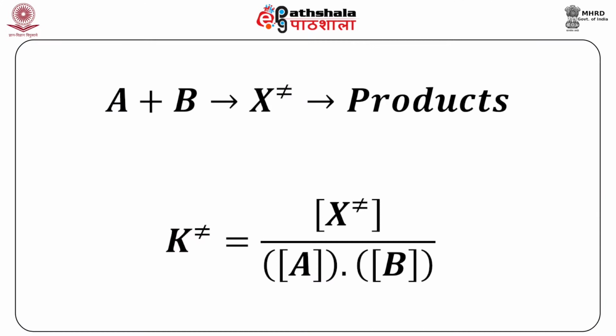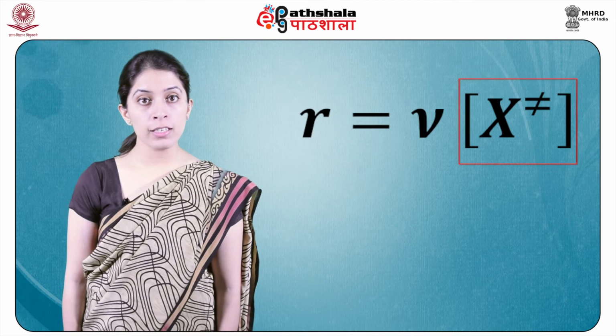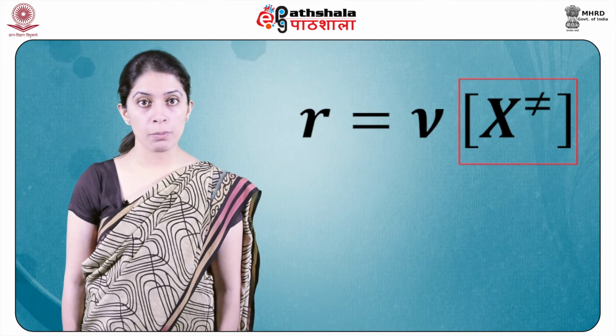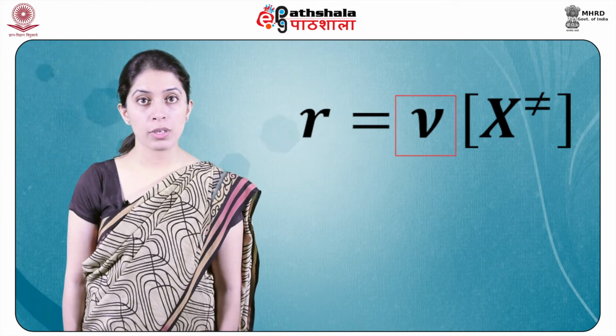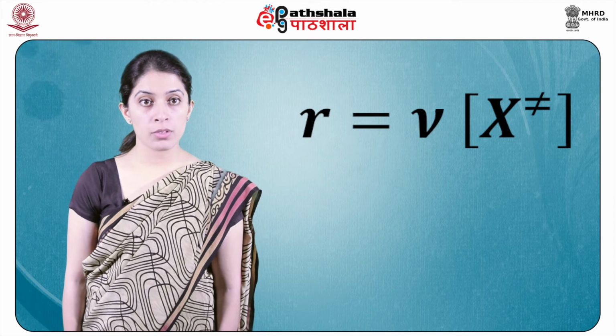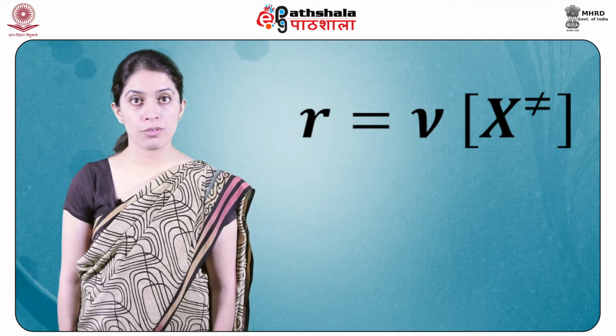Now let us assume the following bimolecular reaction, A plus B giving transition state complex, which gives products. The equilibrium constant for this reaction is as follows: K is equal to concentration of transition state complex upon product of the reactants, and the rate as per transition state theory depends on two factors. Firstly, concentration of the transition state complex, and secondly, the frequency of decomposition of activated complex. So rate becomes frequency into concentration of activated complex.